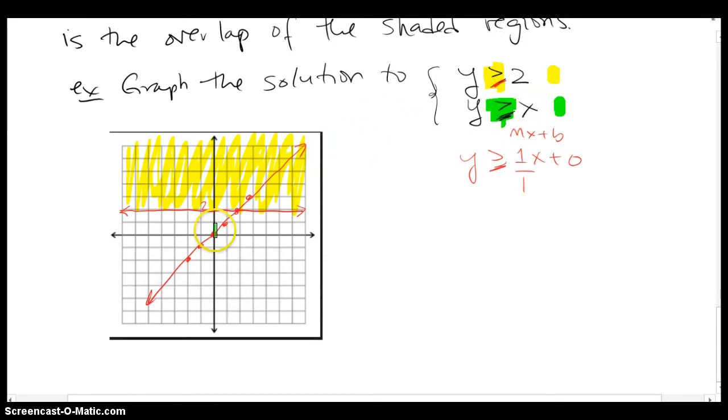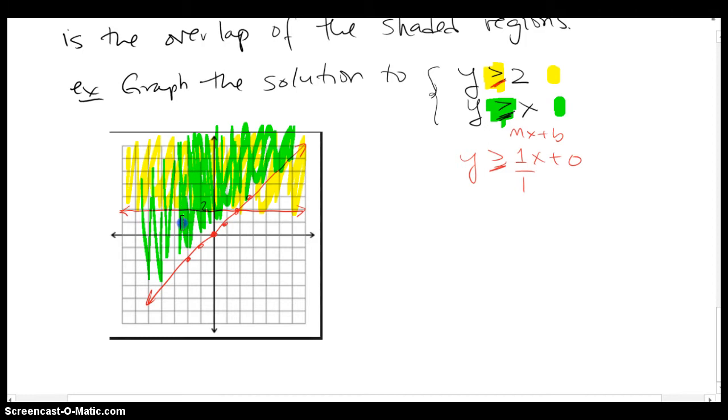So if I'm standing on, let's say, the y-intercept of that line, in order to make y's bigger, I have to go up, but not down. So I'm going to shade everything above that line, ignoring everything else. I just focus on that slanted red line, and I shade everything above it. Now the solution is the shaded region that they have in common.